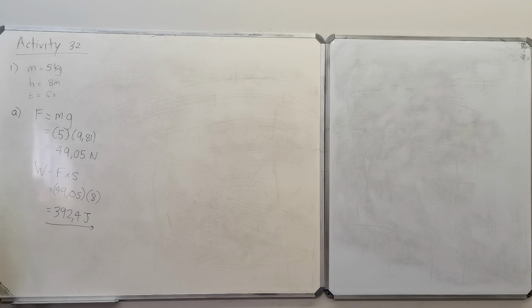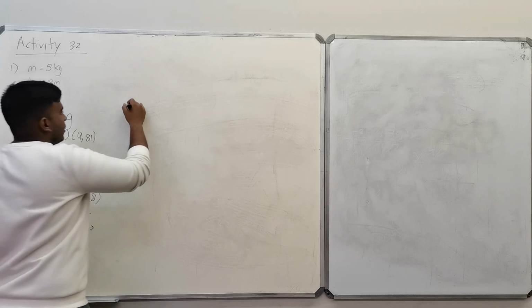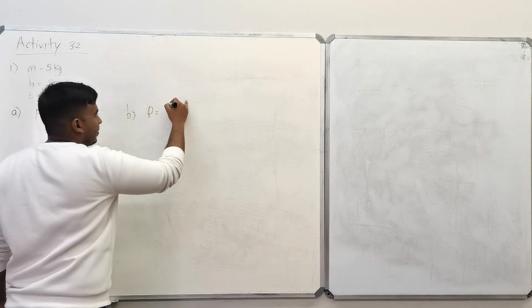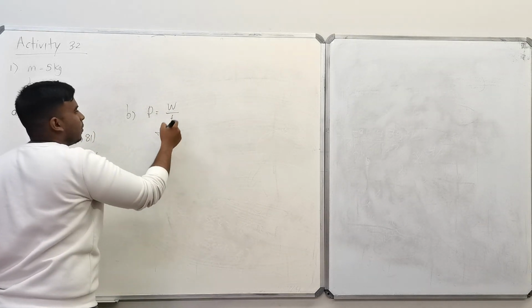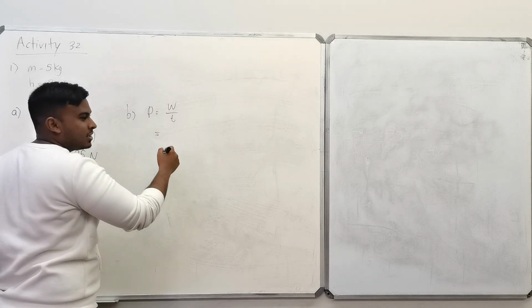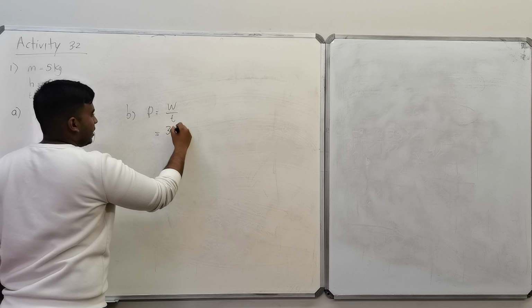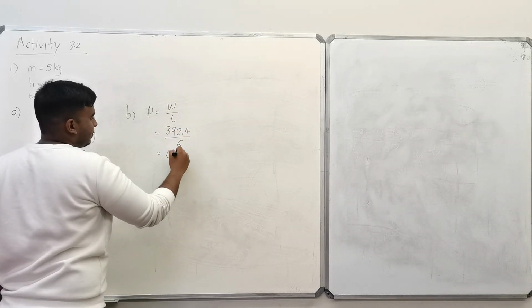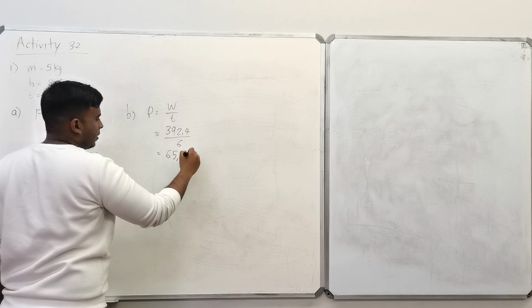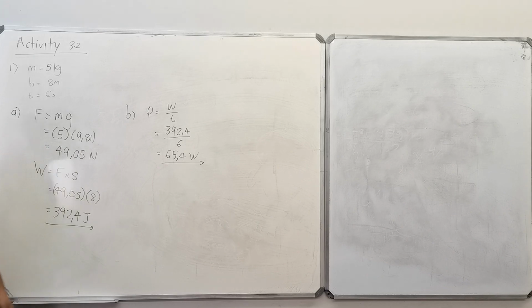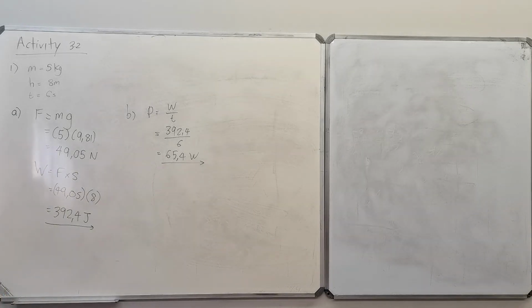Then they ask you to calculate the power, right? So for your power, power is equal to work done over time. We know the work because we just worked it out. We know the time because it's given to us as 6 seconds, right? So this is 392.4 all over 6, which is 65.4. Okay, that's that. Straightforward, simple? Okay.